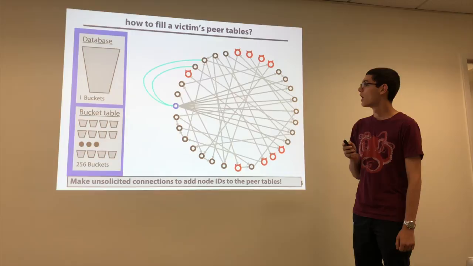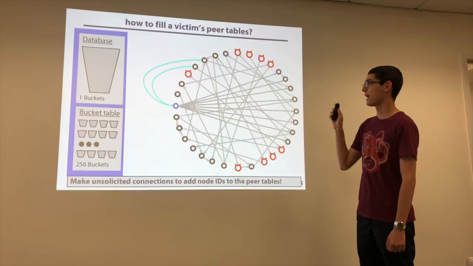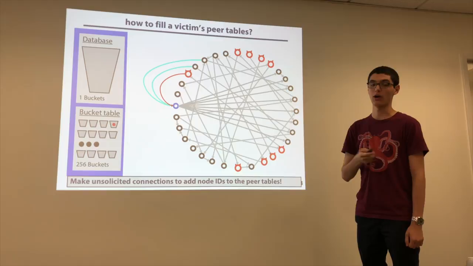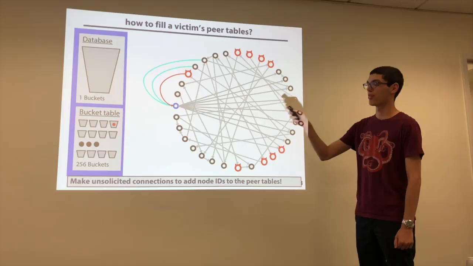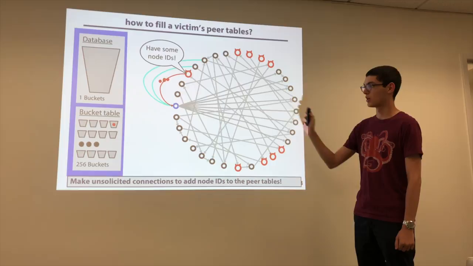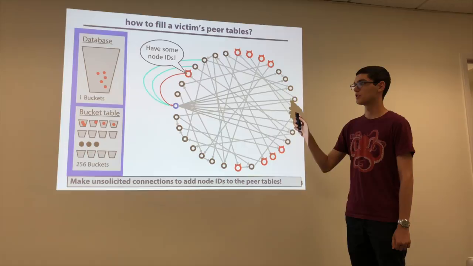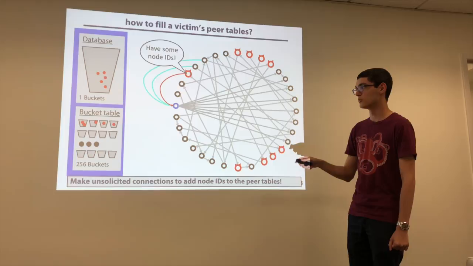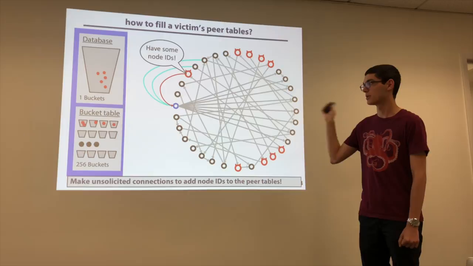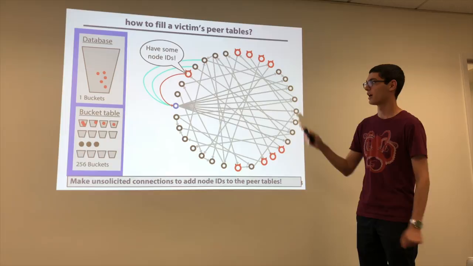So how do we do this? We basically just make unsolicited connections and add node IDs to his peer table. You just say, hey, I'm an attacker. Or you don't say you're an attacker. You're just a normal node. I'm a node. Take an ID. And what Ethereum does is, if there's room in the bucket table, you get added. Here, more node IDs. You also always get added to the database. It's not really important to fill the bucket table right now, because you're actually going to reboot him. It's just important that the victim knows the attackers. The reason why, I'll explain in the next slide. But basically, a bit oversimplified, you're just telling him, hey, take some node IDs.